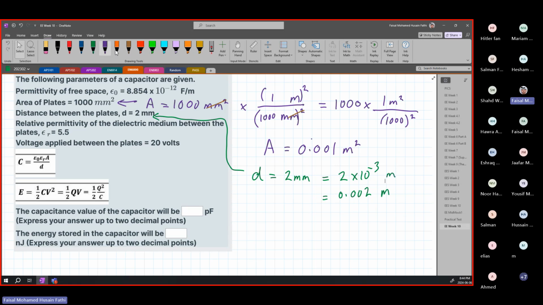Relative permittivity is given. So you have your relative permittivity over here, which is good. ER is equal to 5.5. It is unitless, there is no unit because it's a relative value. And the last thing they give you is the voltage, V is equal to 20 volts.